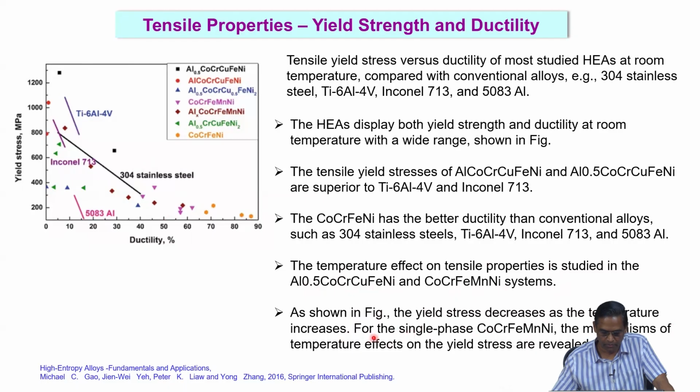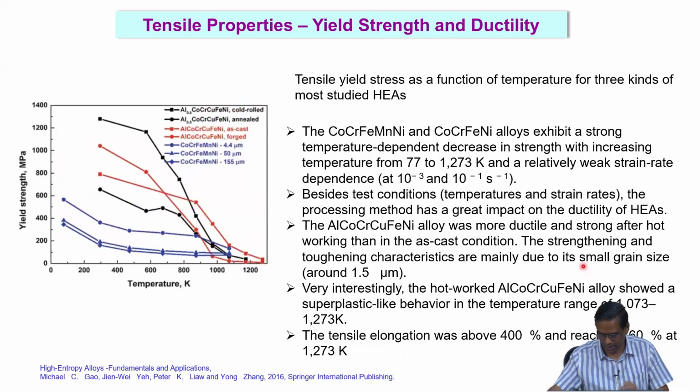As shown in this figure, the yield stress decreases as the temperature increases for a single phase cobalt, chromium, iron, manganese, nickel alloy, and the mechanisms of the temperature effects on the yield stress are revealed. So, the tensile yield stress as a function of temperature for three kinds of most studied high entropy alloys is shown here. This is the yield strength, and this is as a function of temperature.